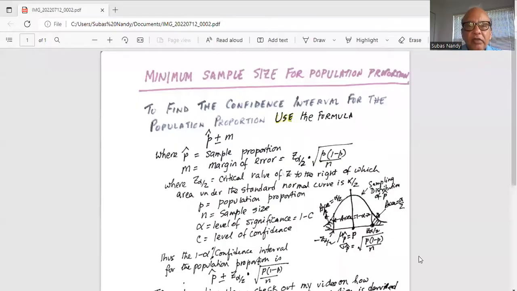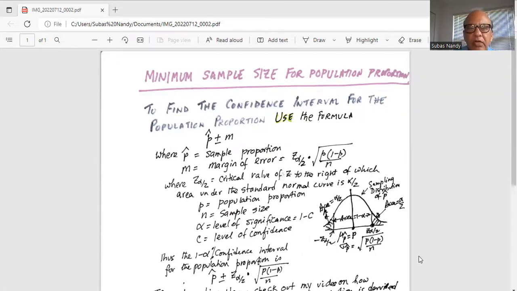To find the confidence interval for the population proportion, we use the formula P hat plus or minus M. P hat is a sample proportion. Like I explained last time, if I sample 50 students in my class and ask how many of you have laptop computers, and if 30 reply they have one, then my P hat is 30 out of 50, which is 0.6. If 35 have laptop computers, it is 35 out of 50 or 0.7.